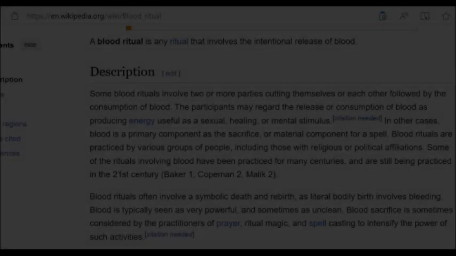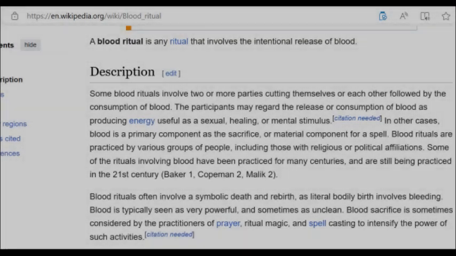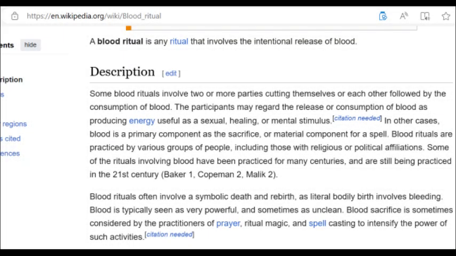Now this takes us to the idea of blood rituals. A blood ritual is any ritual that involves the intentional release of blood. Some blood rituals involve two or more parties cutting themselves or each other, followed by the consumption of blood. The participants may regard this release or consumption of blood as producing energy, useful sexual healing, or mental stimulus. In other cases, blood is a primary component as a sacrifice or material component for a spell.